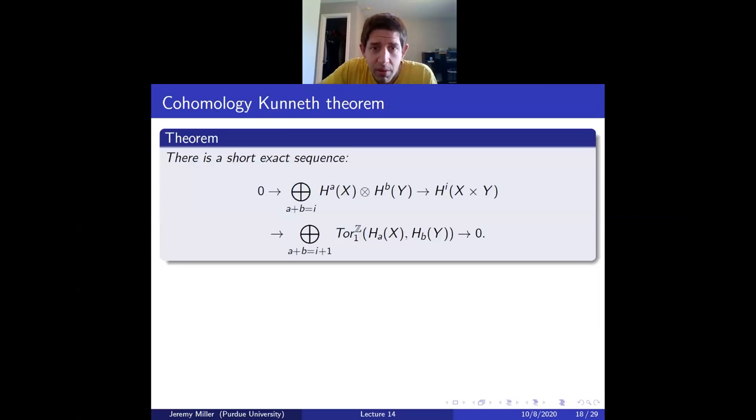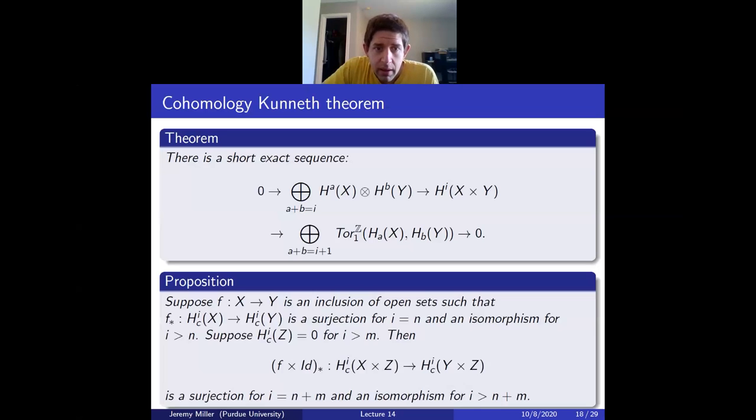And there's also a Lacuna theorem for cohomology and for compactly supported cohomology. We get a corollary of the Lacuna theorem that says, for compactly supported cohomology, that if you have a map that induces a surjection in degree n and isomorphism in higher degrees, and the space's compactly supported cohomology vanishes above degree m, then in degrees above n plus m, you're going to have an isomorphism and you'll have a surjection here.